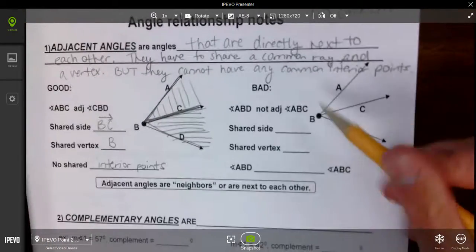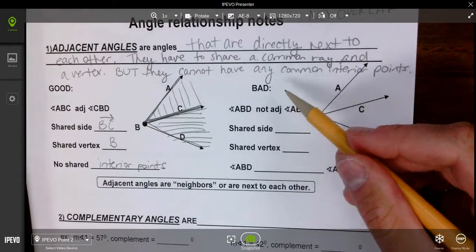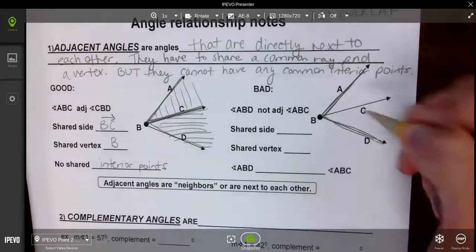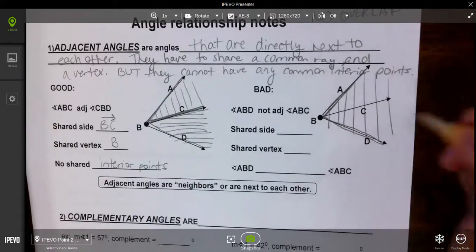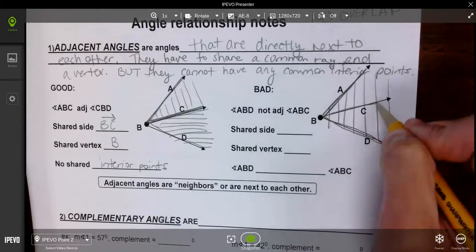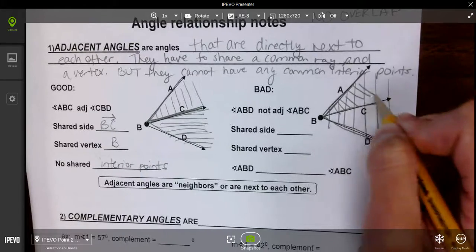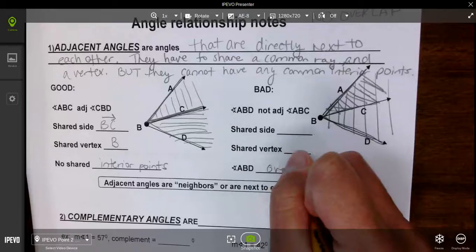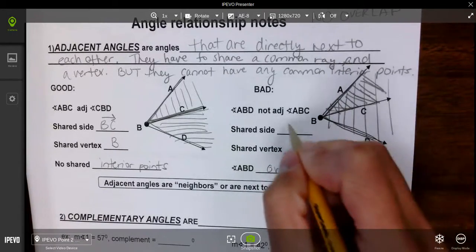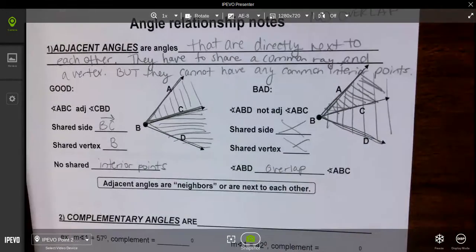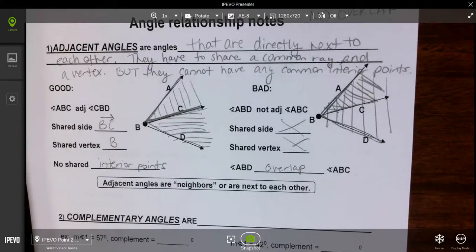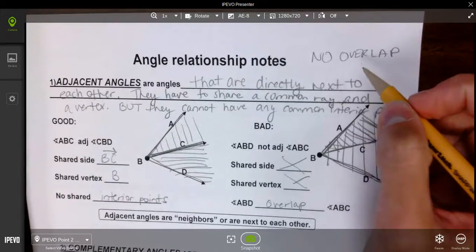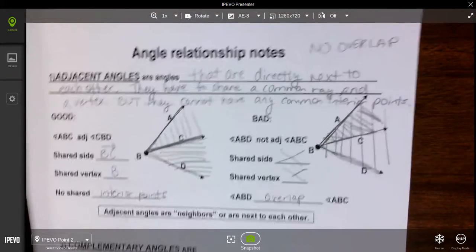This example over here is a bad example. ABD is this whole big angle right here. Angle ABC is this little one right here, and you can tell right away that they absolutely overlap. So I don't even have to worry about filling in this other stuff. They're overlapping, and therefore they are not adjacent angles, because adjacent angles cannot overlap. They're directly next to each other, but no overlapping.